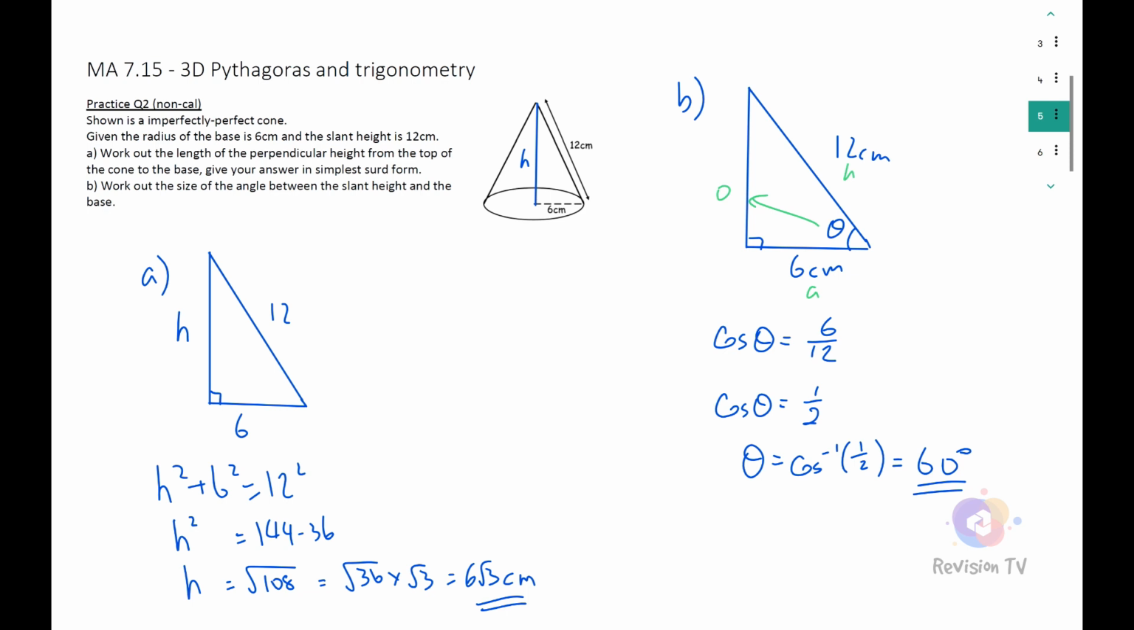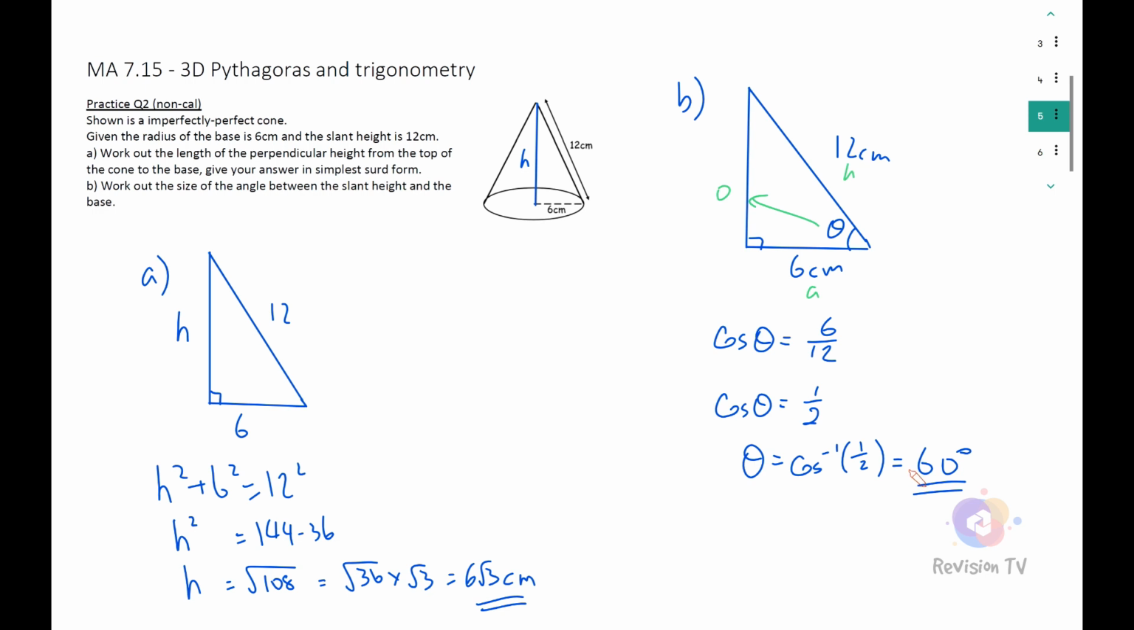It's not particularly difficult because it's just a cone, but what's testing you more is your basic work without a calculator. So for h in here, you will have to work out the value of the height, which is 6 root 3. And then for part B, testing your exact values of trigonometry, 6 over 12 is the same as a half. Inverse cos of a half is the same as 60 degrees.